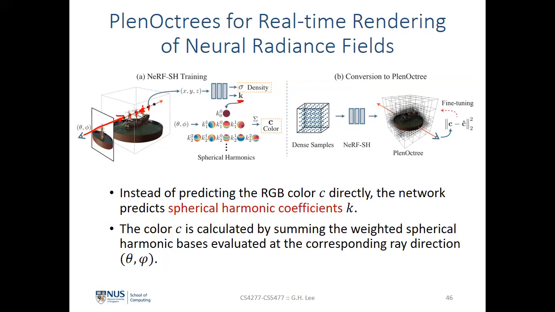But what they do is that they redesign this network to output K, which is the coefficients of your spherical harmonics. And K is actually independent of the viewing direction, because they shifted the viewing direction to the spherical harmonics basis, which can be computed in closed form. So there's no need to learn it. Whatever is output from your network is totally independent of the viewing direction.